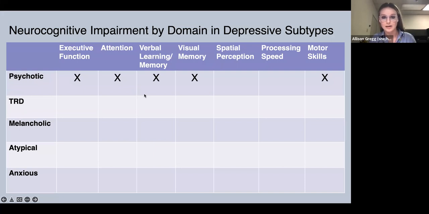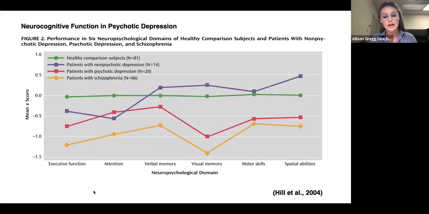Why would the non-psychotic depression patients have increased functions in some of the cognitive domains? Yeah, that's a good question here. We can go back here. I don't have a specific answer for you right now.